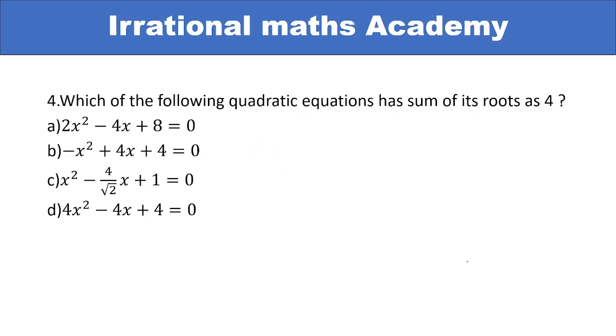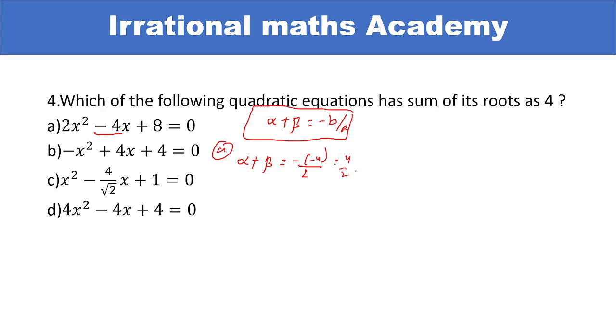Next. Which of the following quadratic equations has sum of its roots as 4? What we need to do is alpha plus beta value we have to find out. Alpha plus beta means what we know here? Minus b by a. This part we have to do. Let me take the first option. Alpha plus beta equals minus, my b value is what? Minus 4. So minus 4 by a value is what? 2. So first option, what I'll get here? Minus into minus plus 4 by 2 equal to 2. So this is not my option.